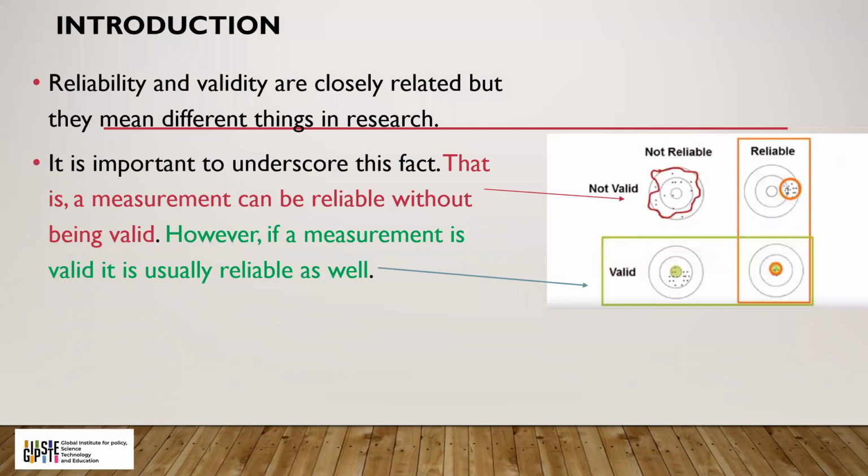Reliability and validity are closely related, but the two concepts are different in research. It is important to underscore this fact. That is, a measurement can be reliable without being valid. If you look at this row, the measurement is reliable but not valid. However, if a measurement is valid, then automatically it will be reliable. Look at this row. Once it is valid, then automatically it will be reliable.